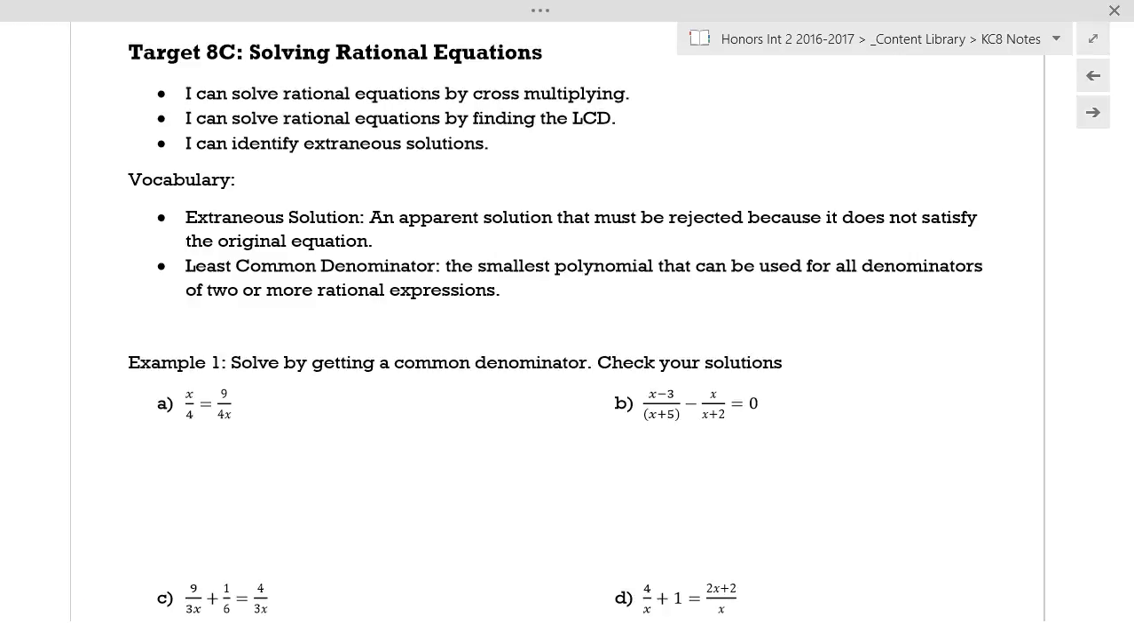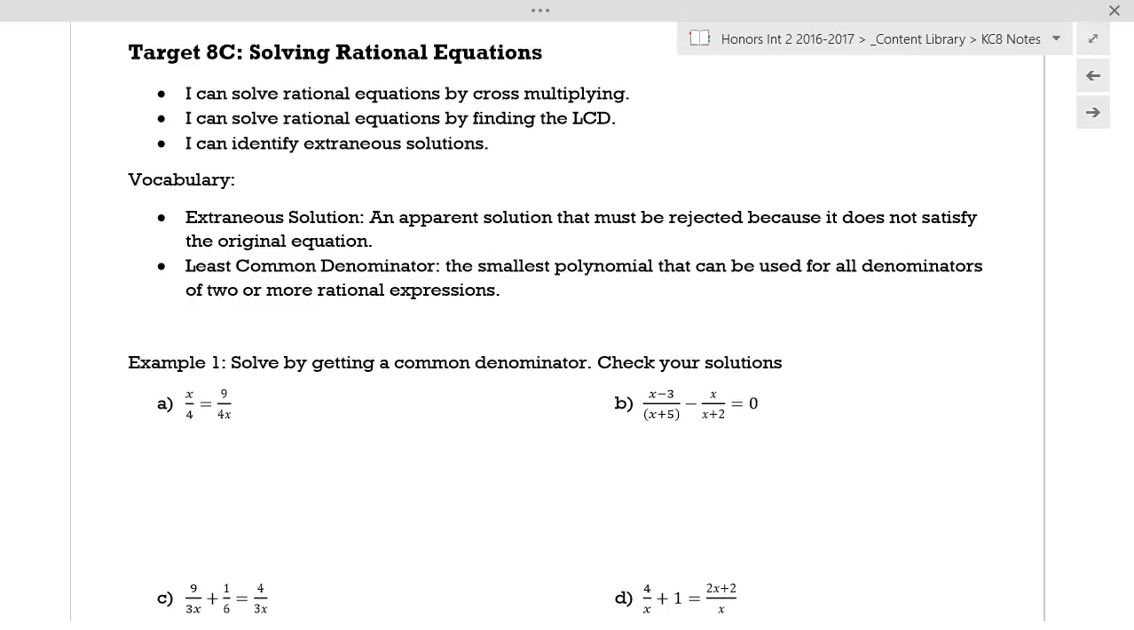With solving, we're not going to solve rational equations by cross multiplying. We're only going to solve rational equations by finding the least common denominator, and then identifying extraneous solutions. All that means is checking your answers. With rational equations, sometimes, not all the time, you might find an answer that doesn't work when you plug it back in. So we always want to make sure we plug all our answers back in and actually check them.